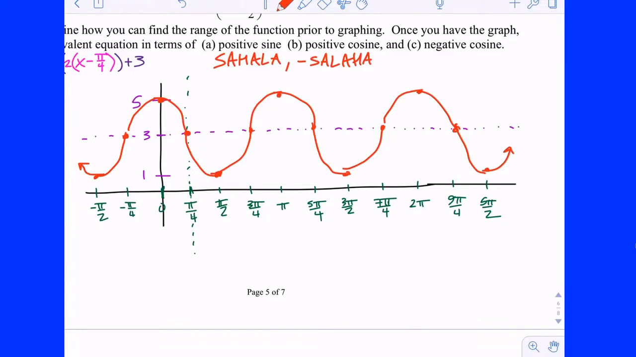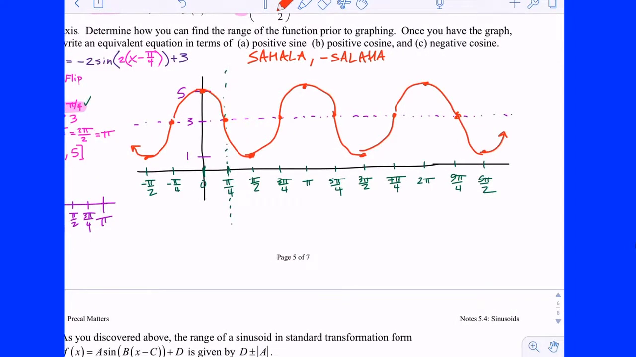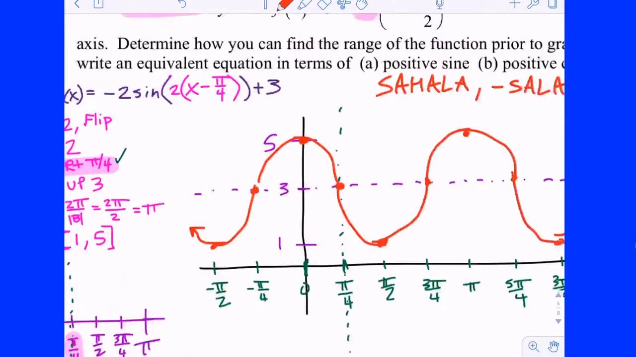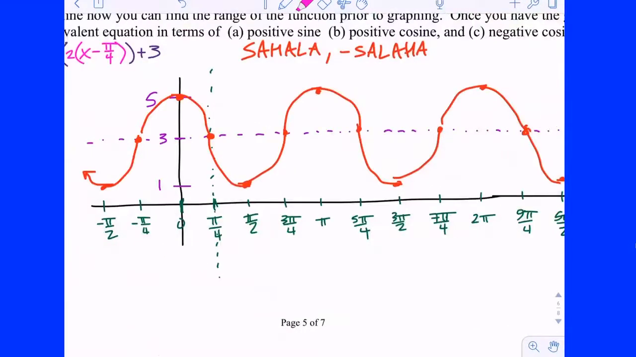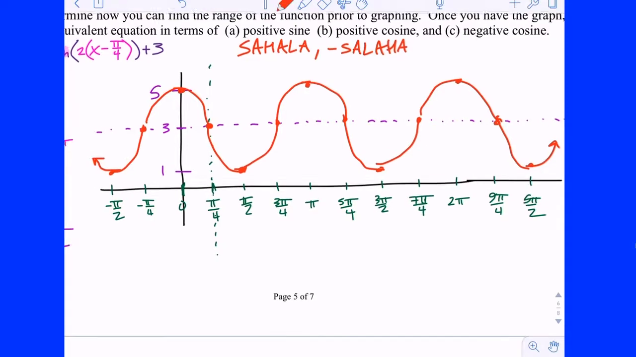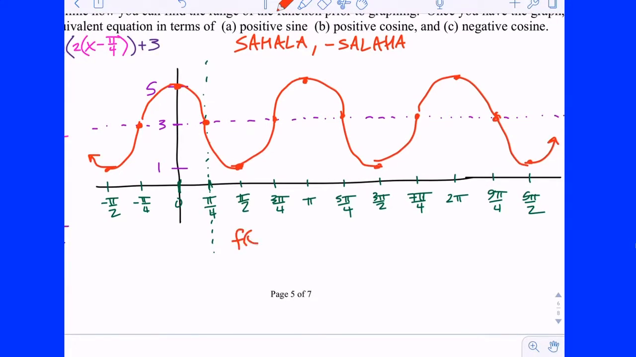And you'll see in the next section when we start applying it, it's going to make answering questions so much easier. All right, so once we have that, I can ask you to give me an equivalent equation of this graph in either a sine, cosine, plus or minus. So we started with a negative sine. That's how we generated the graph. Let's go ahead and write 3 other equations. We're going to need one with a positive sine.